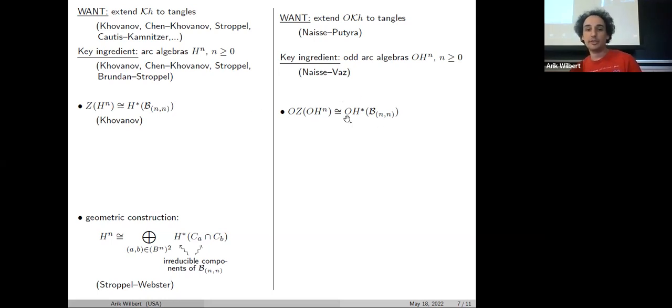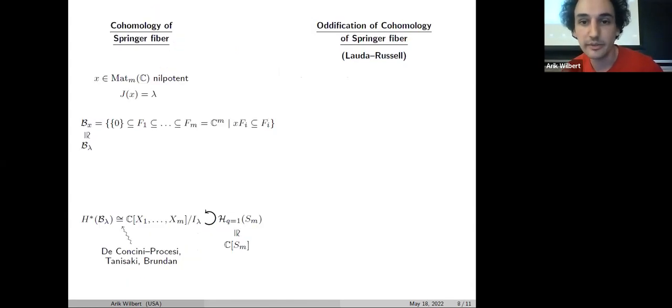So let me maybe explain a little bit more what's going on here on the right side. What's the oddified cohomology of a Springer fiber? This is a construction which, let me go back to the Springer fiber slide, goes back to Aaron Lauda and Heather Russell. And it is as follows.